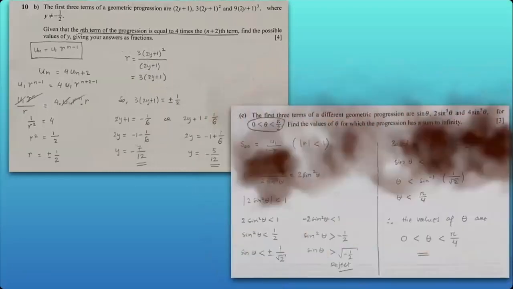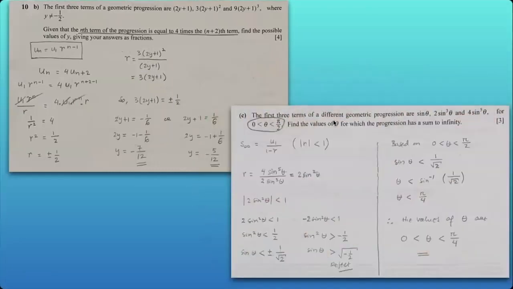Next question, 10C. The first 3 terms of a different geometric progression, so this is different to part B, are these, for 0 is less than theta, and theta is less than pi over 2. Find the values of theta for which the progression has a sum to infinity. And this is the formula for the sum to infinity with this condition: the absolute value of the common ratio is less than 1.